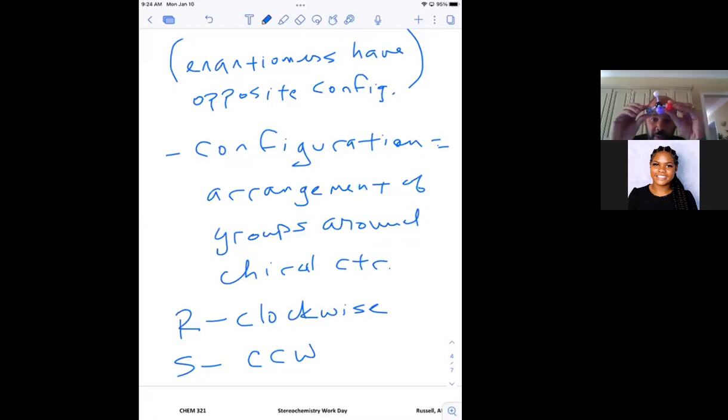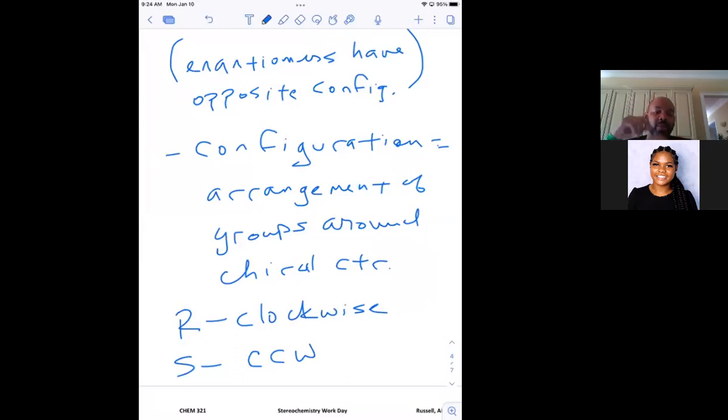All right. So this is an example of what we would call a chiral center. So the central group, the black atom, the carbon right here, that's my chiral center. Or we can call it a stereo center. And you can see right away that it's sp3 hybridized.